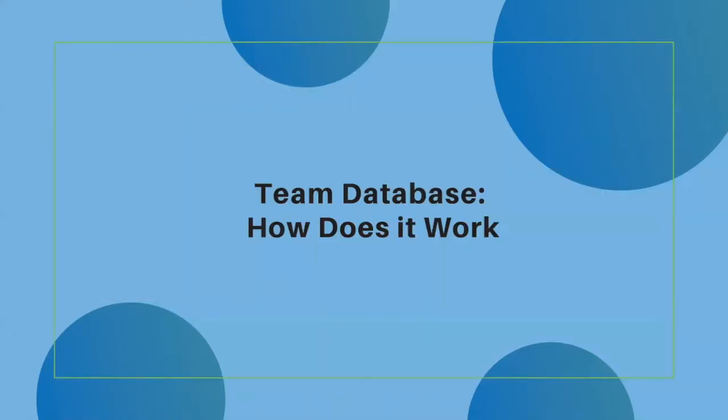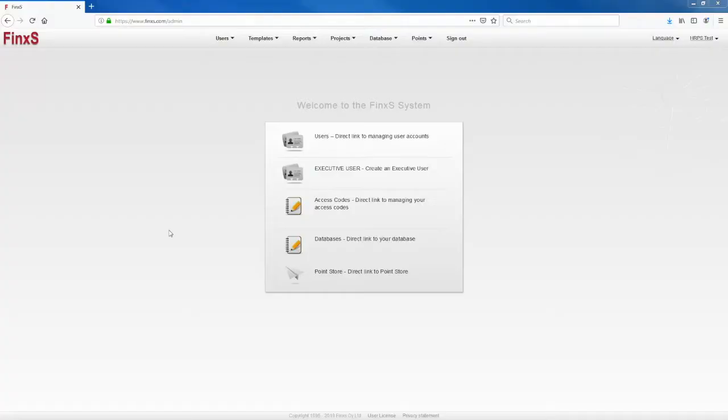So Team database, how does it work? I'm just going to show you a quick tutorial about how to find the Team database in your FinxS account, how to set up a team, and how to view it against your graphics and your job templates. So from the main menu, we need to hover over database and click on the Teams subheading. If you can't see this Teams subheading, please contact HR Profiling or your master trainer, as they will need to give you access to this.